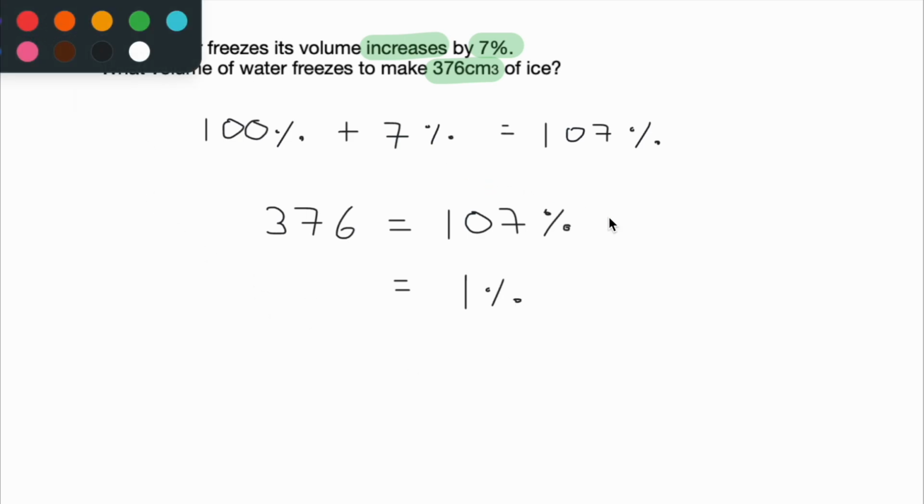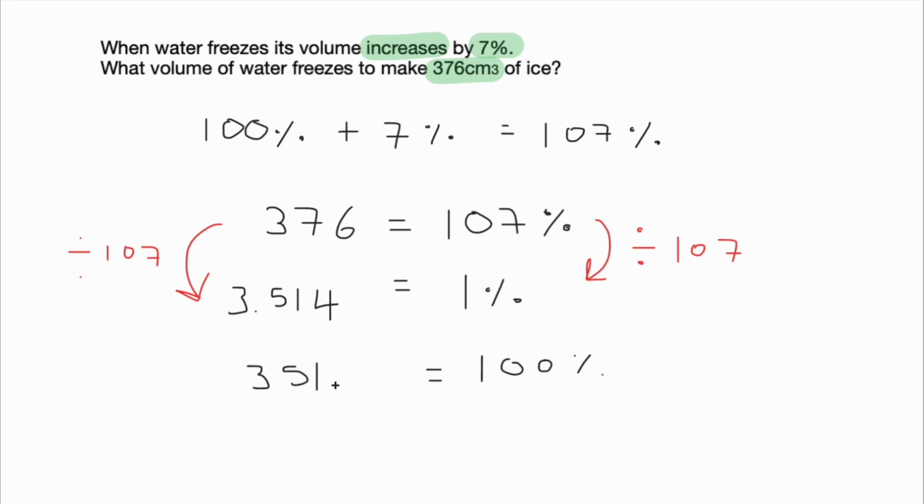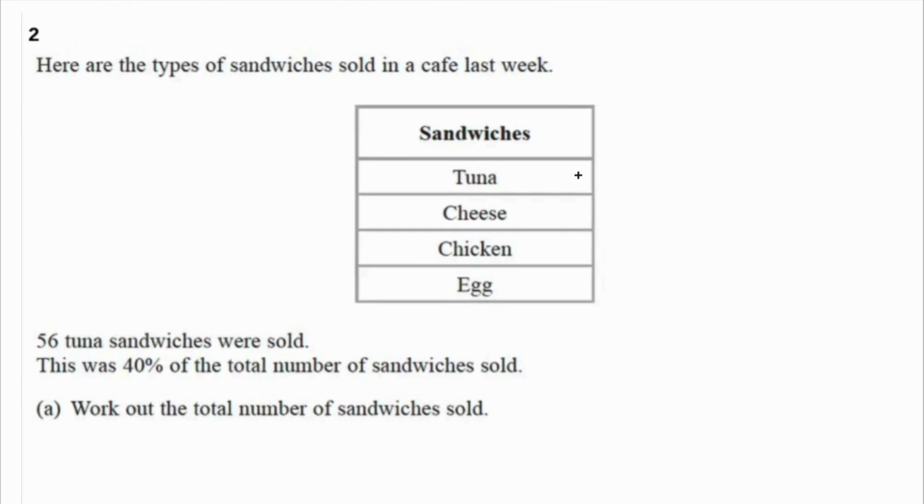And then we want to do exactly what we did last time. Find 1%, and we're going to do that by dividing by 107. And we do that on both sides. That will get us an answer of 3.514. And then, as always, we want to find 100%. So we're going to times both sides by 100. And that will get us an answer of 351.4.